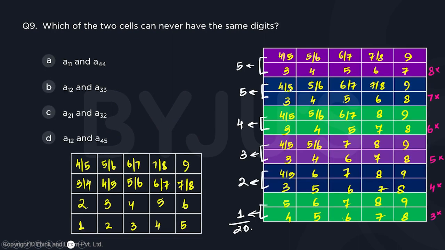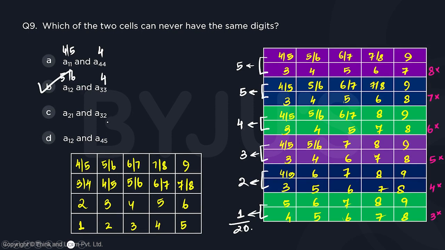Question number 9. Which of the two cells can never have the same digits? So let's check. A11 and A44. A11 is 4 or 5. And A44 is going to be 4. So they can be same. A12 and A33. A12 is going to be 5 or 6 and A33 is going to be 4. So B is the answer.